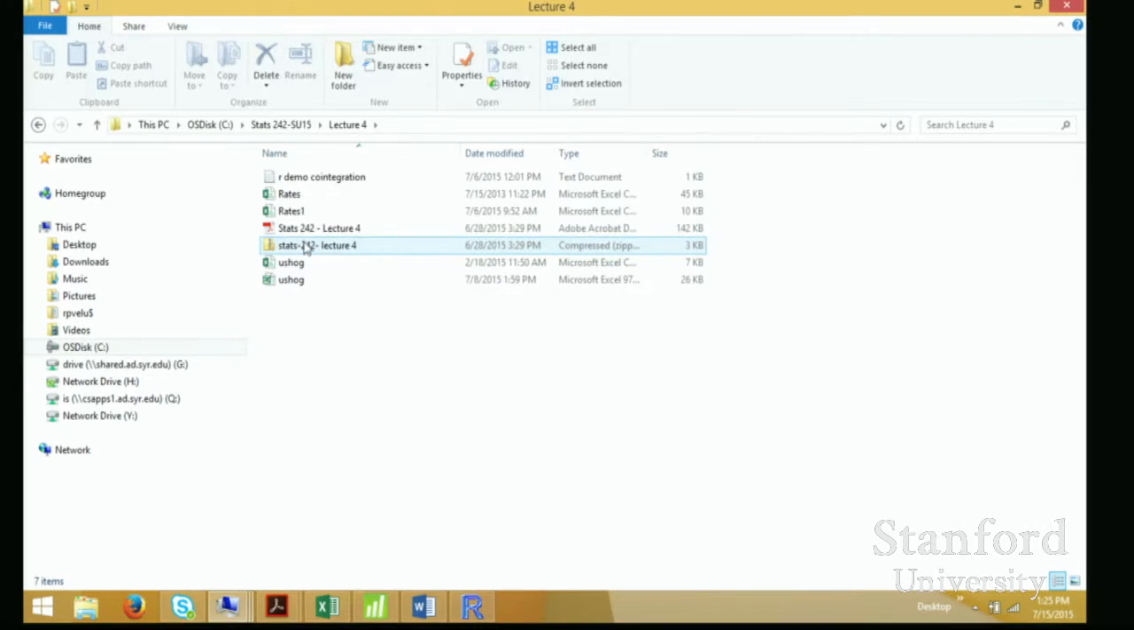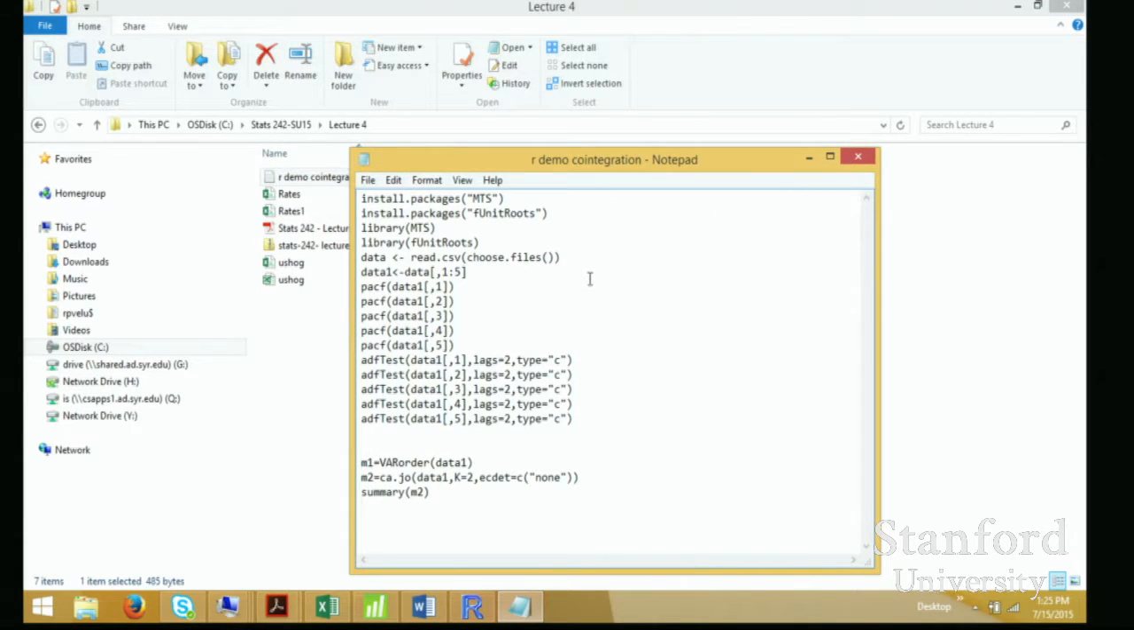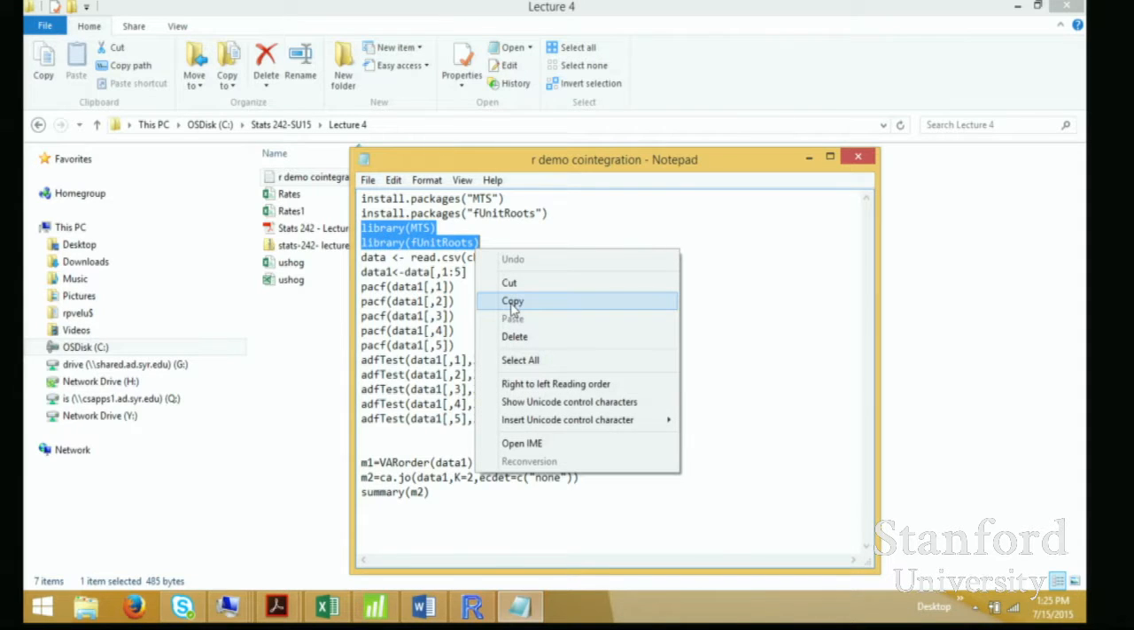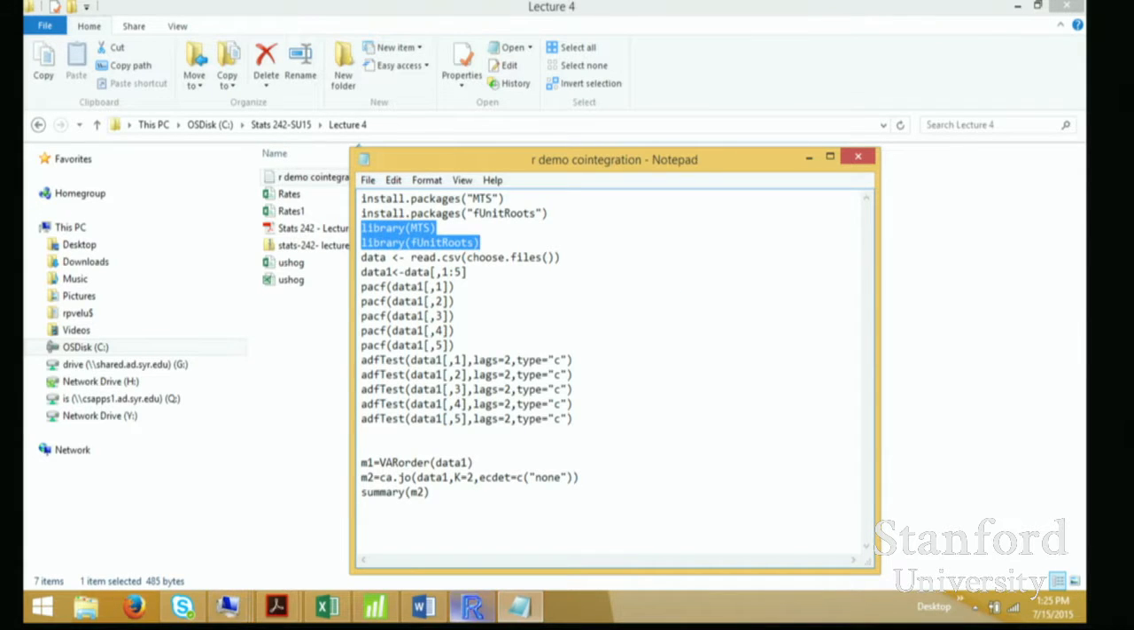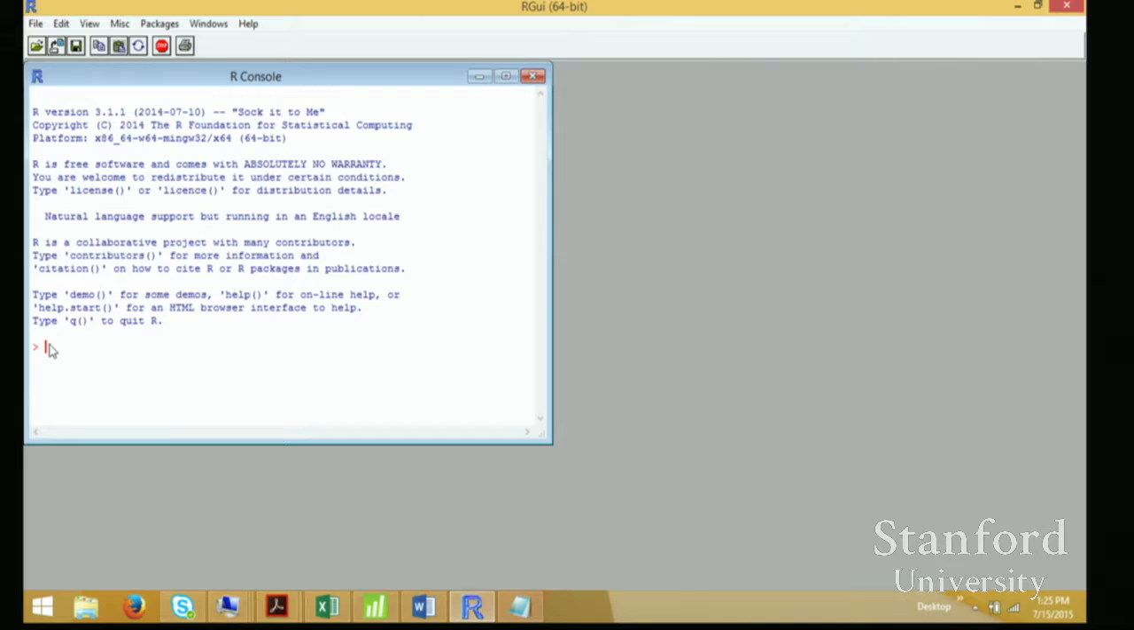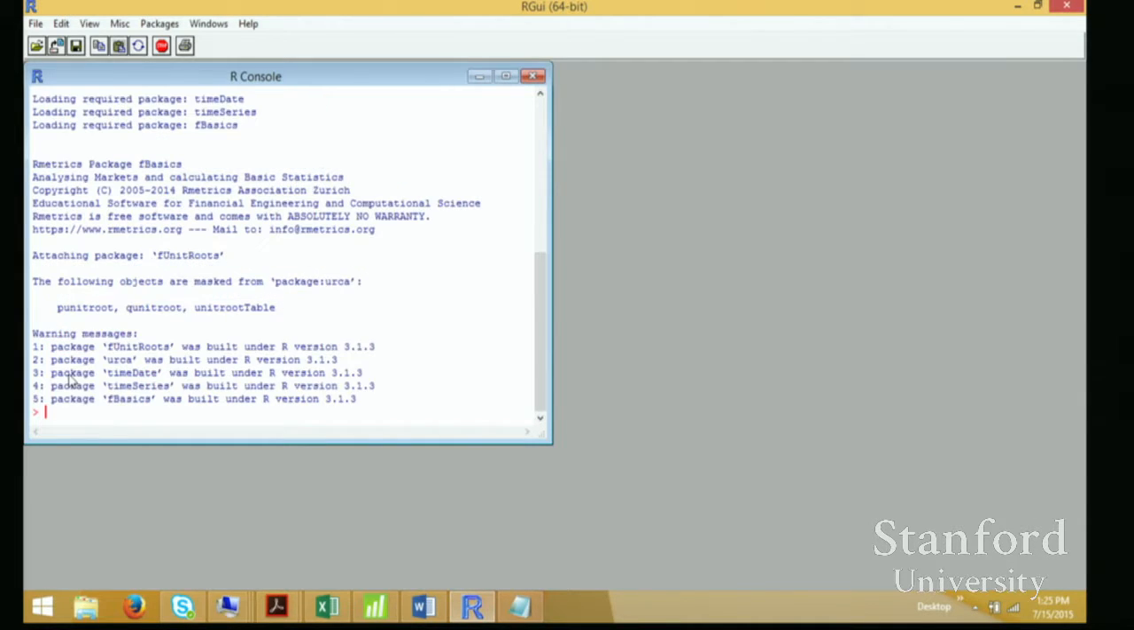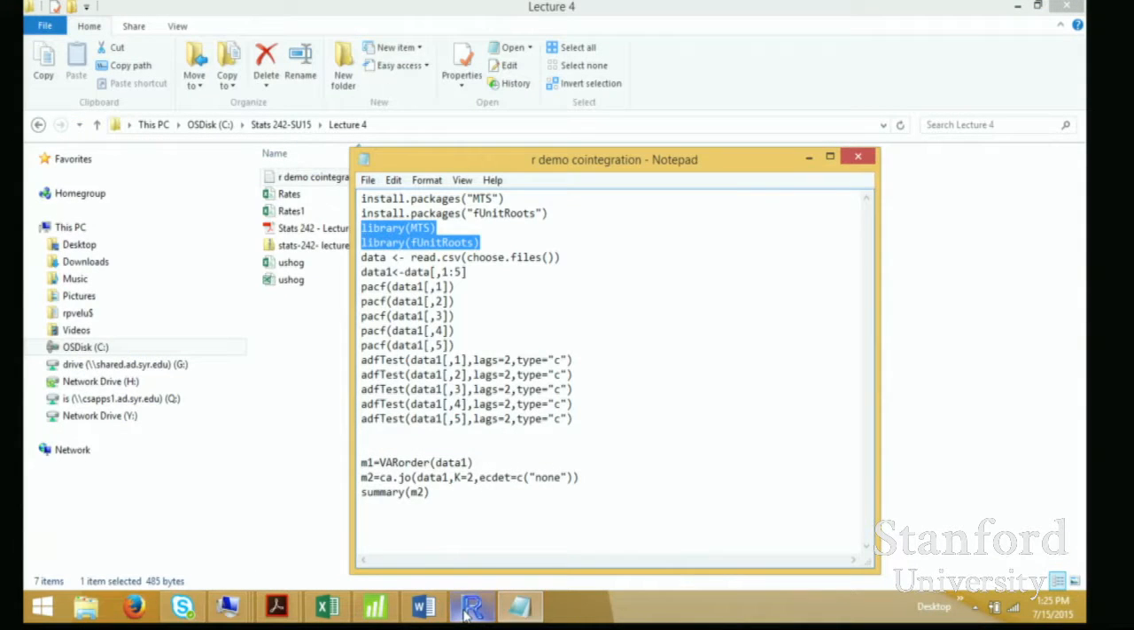Okay. So there is a program that I posted already, a demo for co-integration. You need to install this MTS and unit roots, because co-integration assumes that you have unit roots. So you need to look at that. So I'm going to copy and paste it here. Okay. And let me read this data into R so that the calculations become easy. Okay. So I'm going to read this data here.